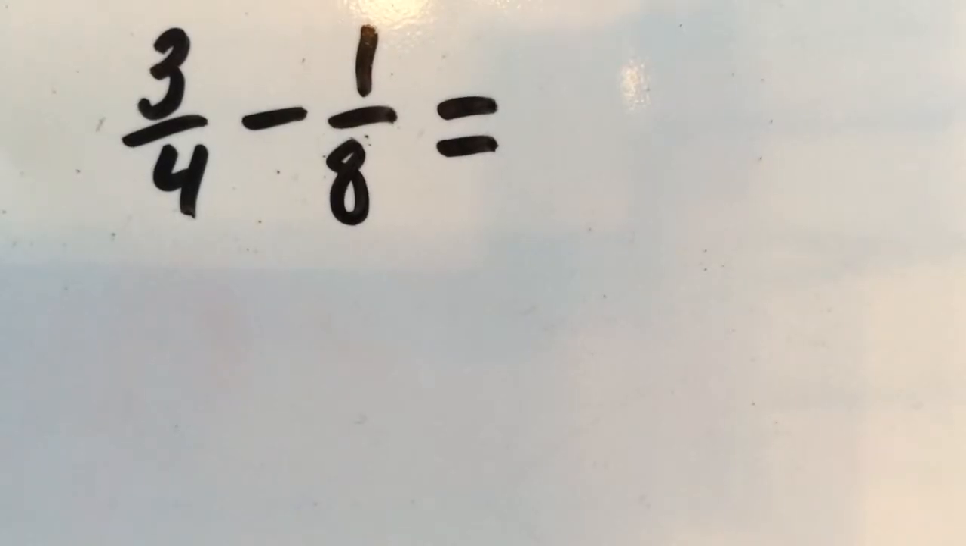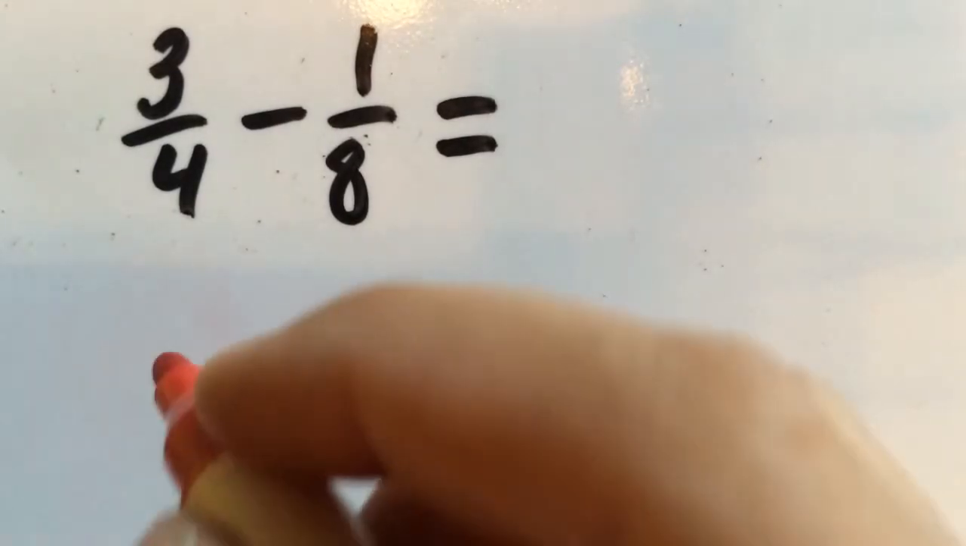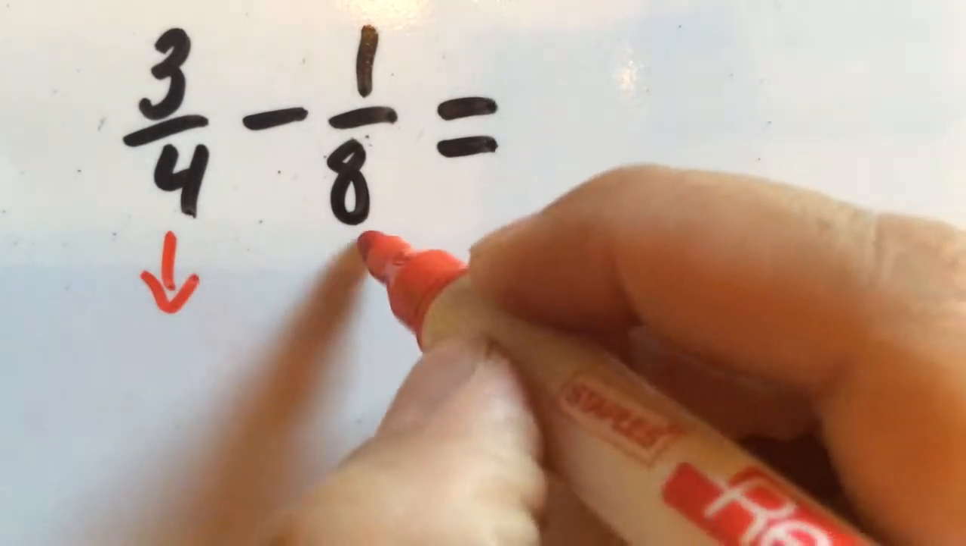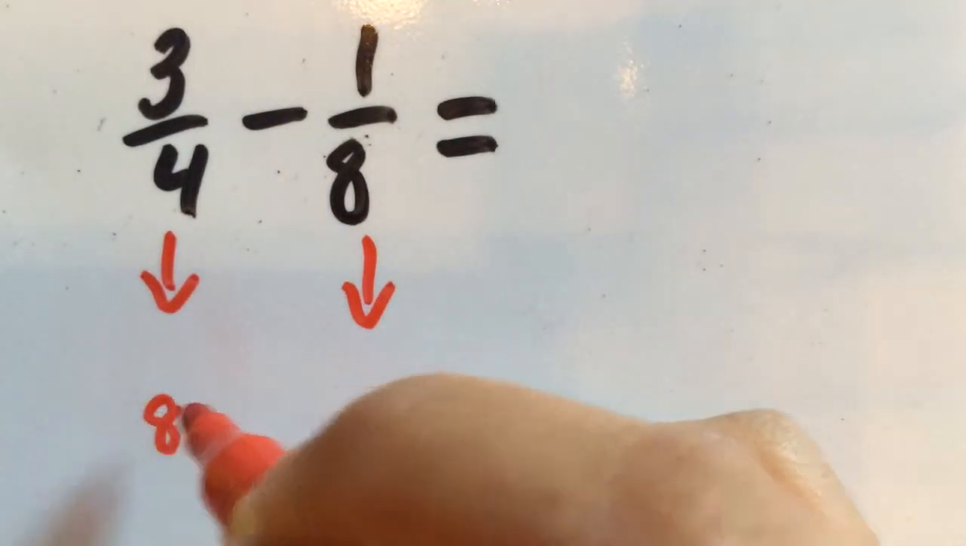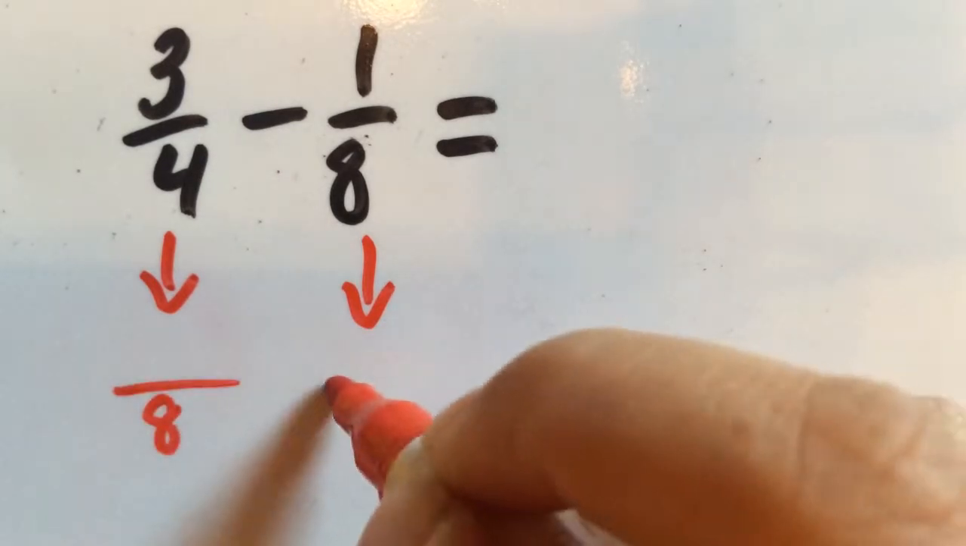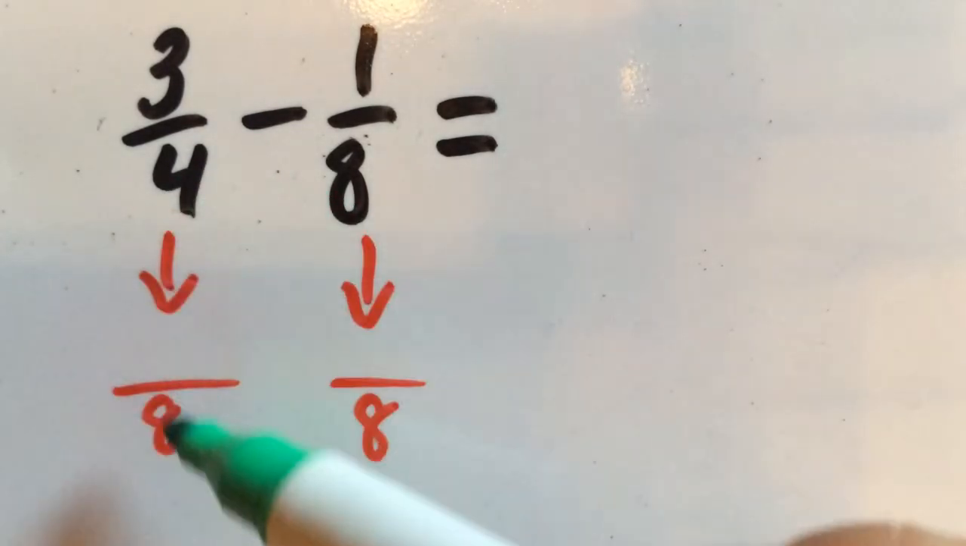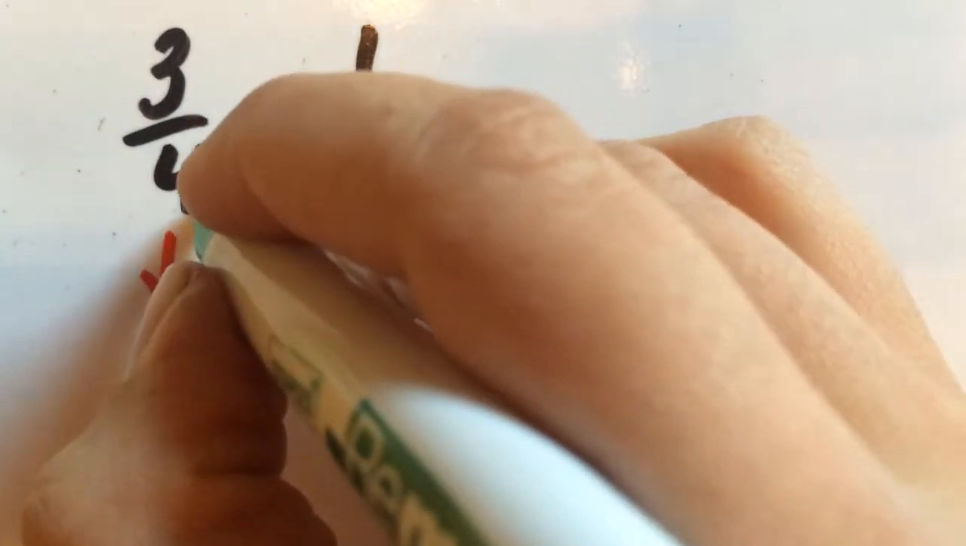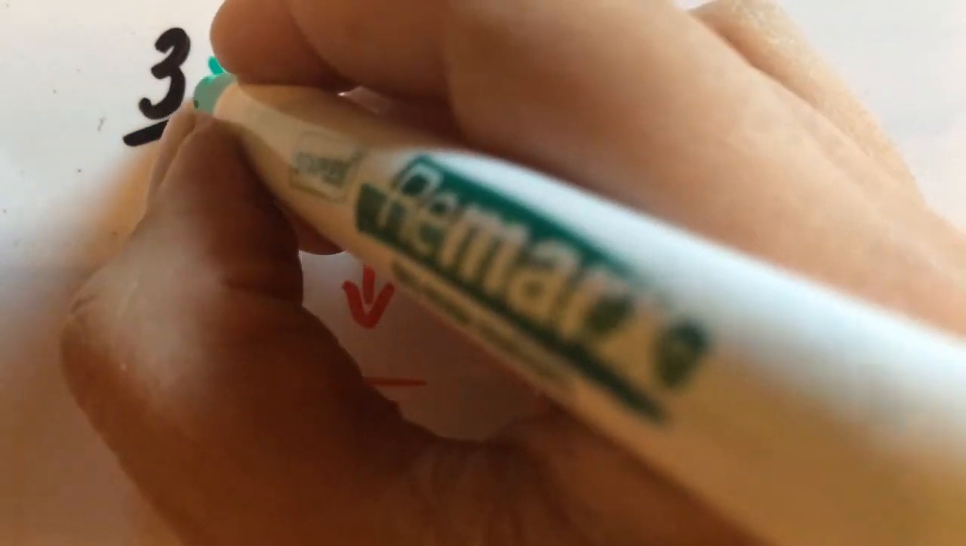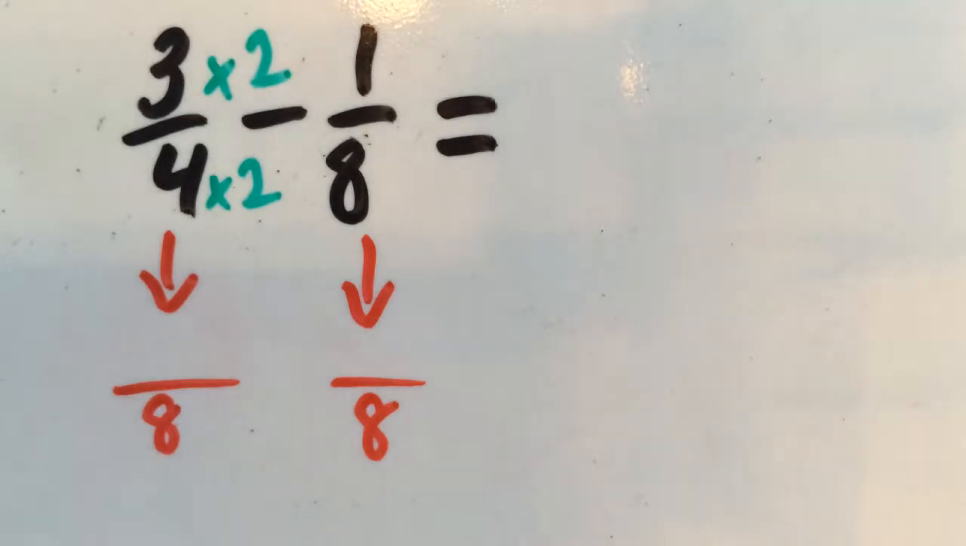What's a common denominator between 4 and 8? 8. So I need to change these fractions so that they both have a denominator of 8. Ask yourself, how do I get from 4 to 8? I need to multiply. By what? Multiply by 2. Whatever you do to the bottom, you've got to do to the top.